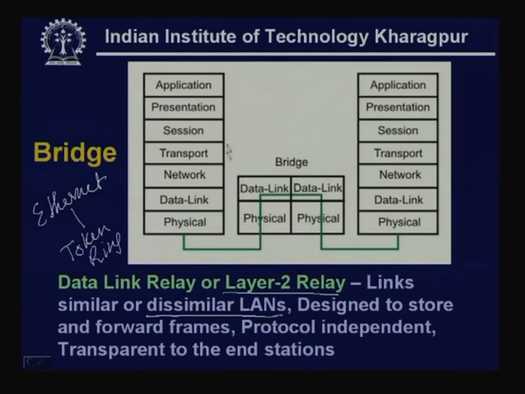So this is one side and this is another side, which are linked by a bridge. This is one user, this is another user. As you can see, the frame goes from this side to this side through a bridge, which operates in 2 layers. It is designated to perform store and forward frames. It receives the frame, does some error checking and other things, then forwards it. So it is protocol independent and transparent to end stations, as we have already mentioned.